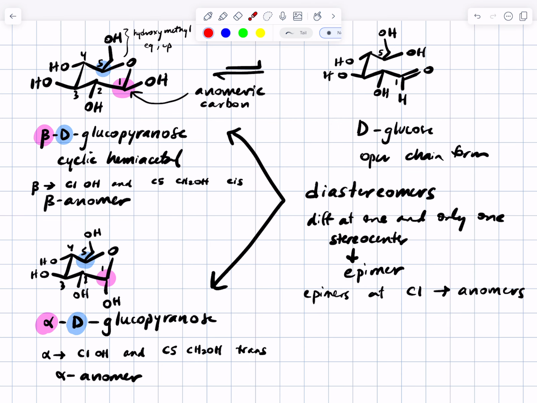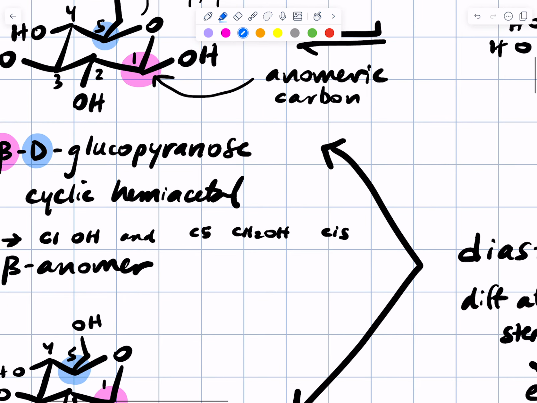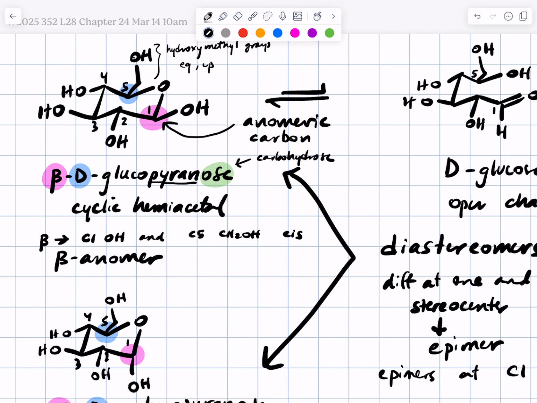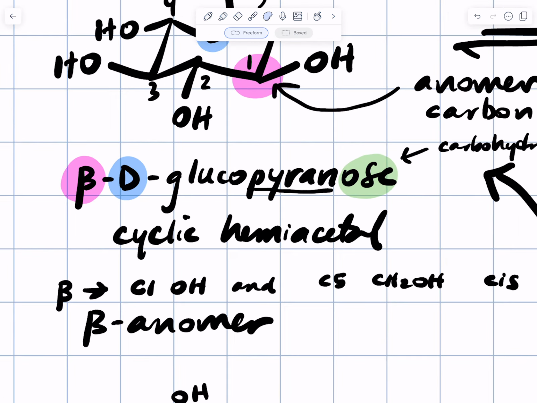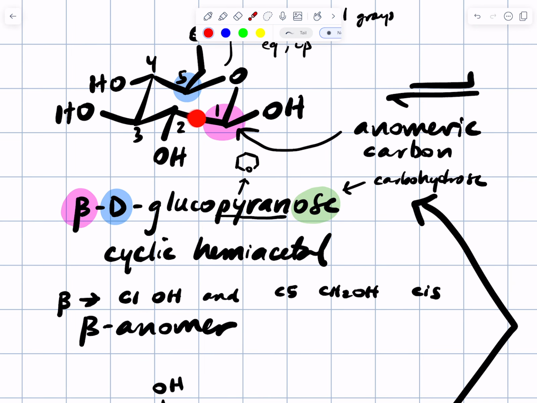Okay, a couple more things about the name glucopyranose. The -ose is the ending for a carbohydrate. Any carbohydrate is going to have that -ose ending. Pyran refers to a six-membered ring containing oxygen. And you can see that in this hemiacetal form, you have a six-membered ring that contains oxygen.